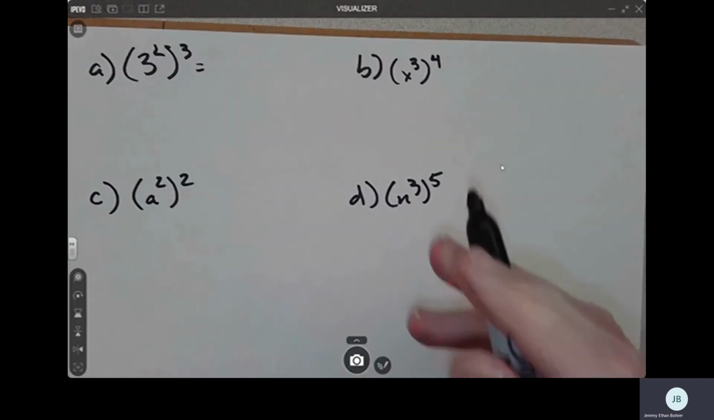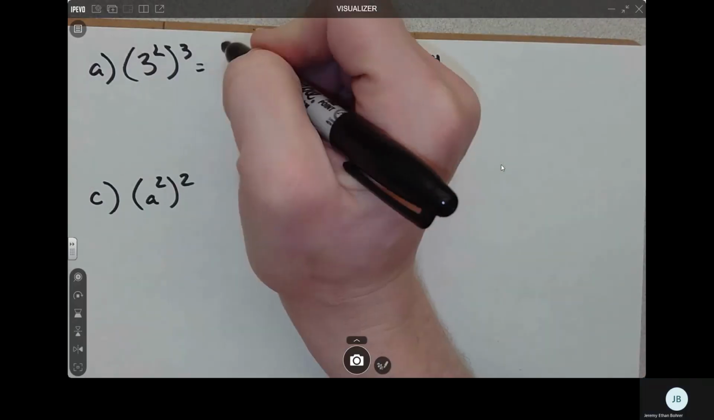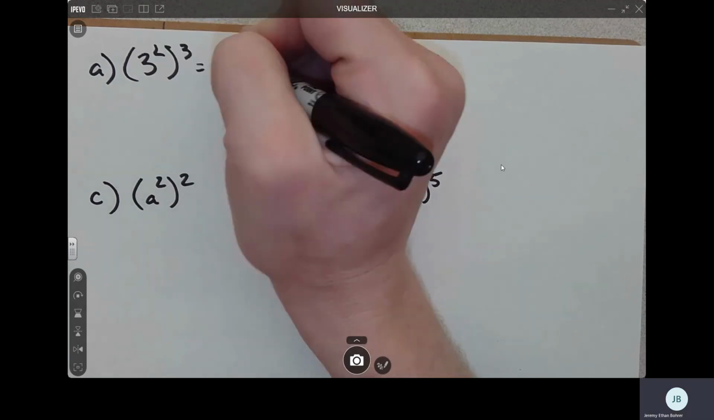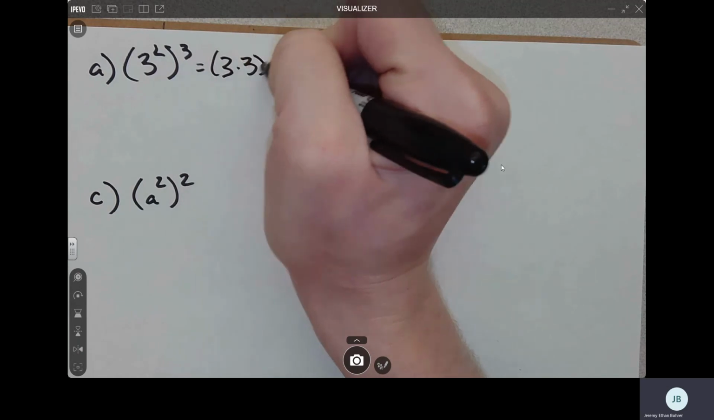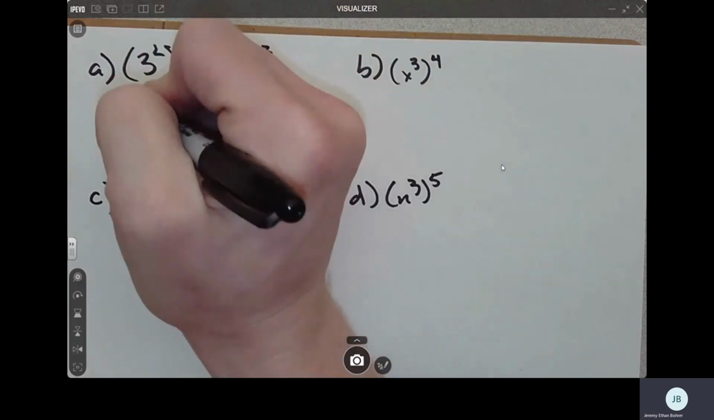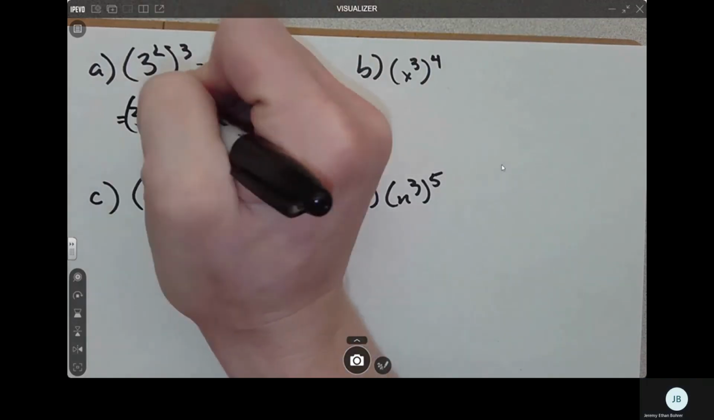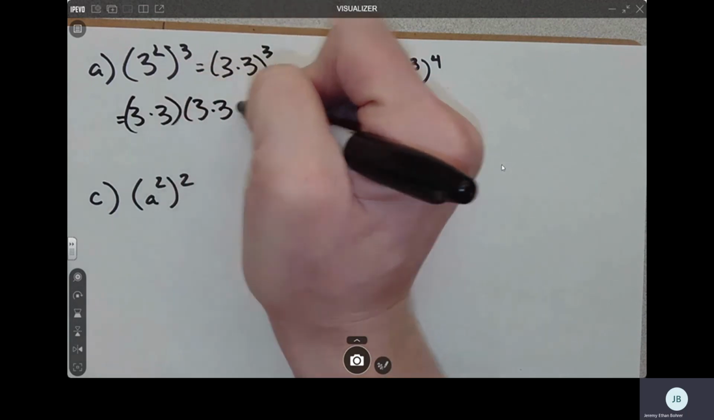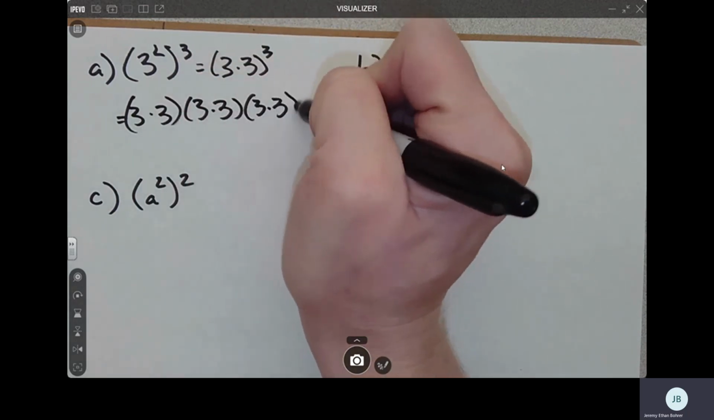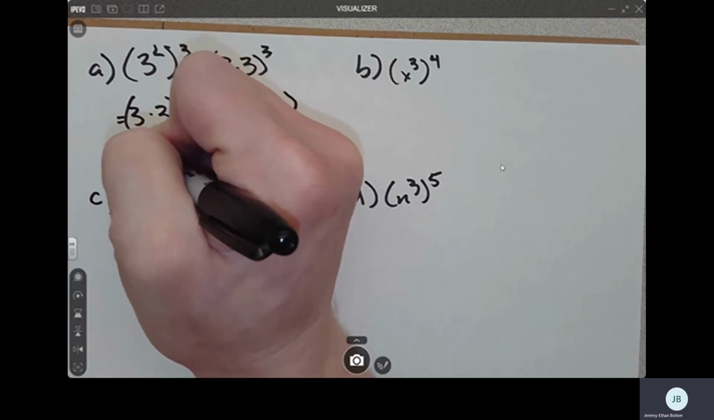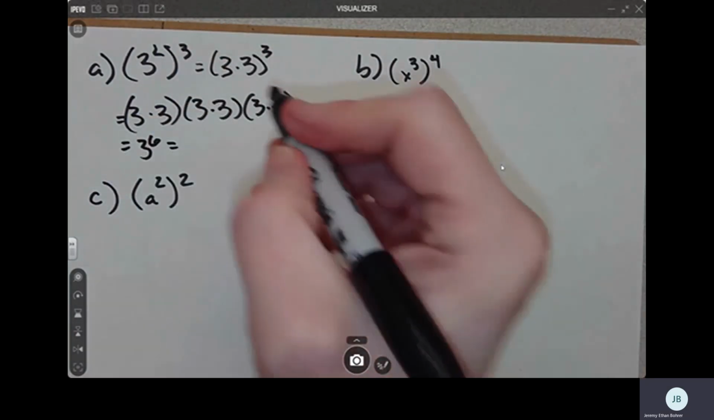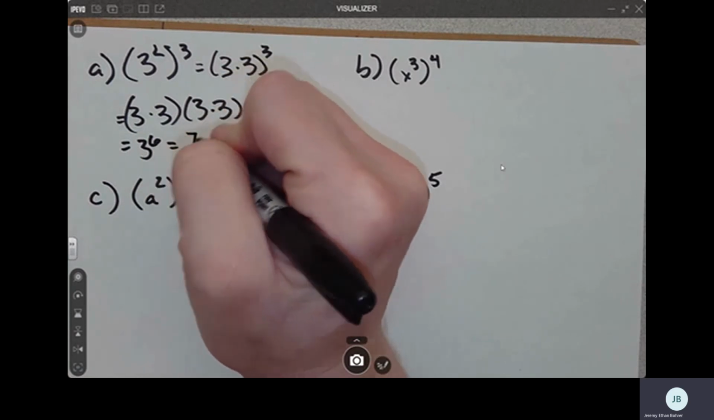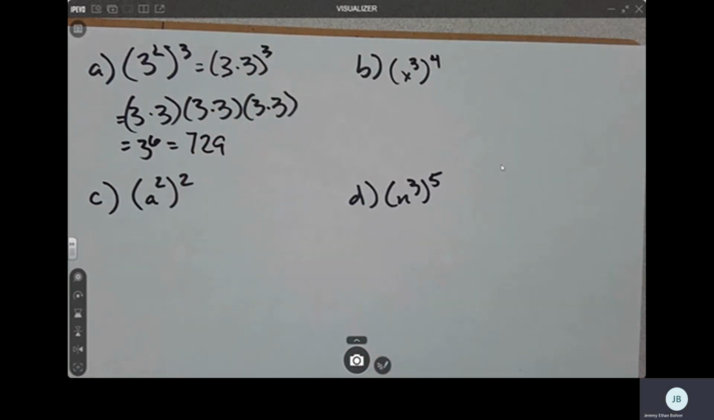Okay, so this is going to be 3 squared, or 3 times 3, cubed. So that's 3 times 3 times 3 times 3 times 3 times 3, which is 3 to the 6th power. And if we really want to do that out, it's 729. We won't have to worry about that for the rest of these because we've got variables instead.